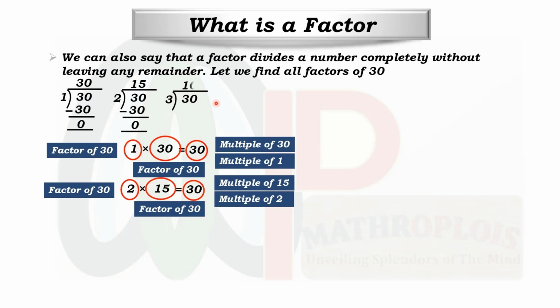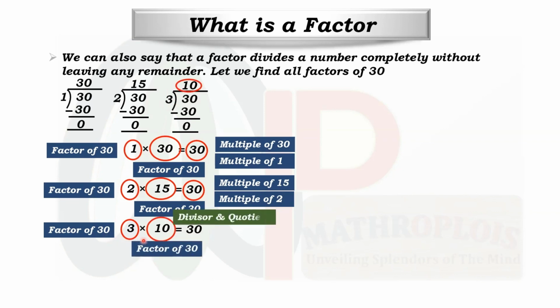Now, divide the number 30 with 3. 30 has been divided by 3 completely, without leaving any remainder. 3 multiplied by 10 also gives the product 30. 3 and 10 are factors of 30. Here 3 is divisor and 10 is quotient. The product, 30, is a multiple of 3 and 10.